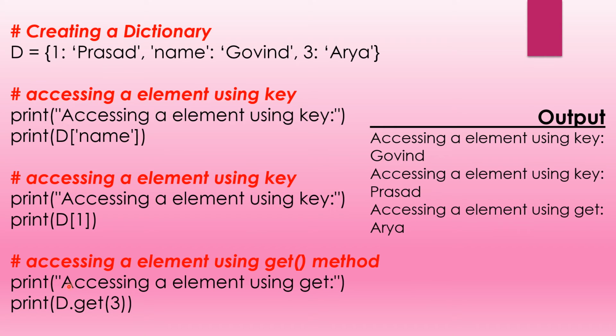Similarly, we can use the get method also. How can we access an element? So first it is written accessing an element using get. So here what we have to do is write the variable and dot, then write get. This is the method to access it, and we will write inside the bracket the key, and in the output we will get the value. As you can see here, what is the value of key 3? So key 3 has the value Arya, so you can see in the output Arya is printed. Hope you understood this.